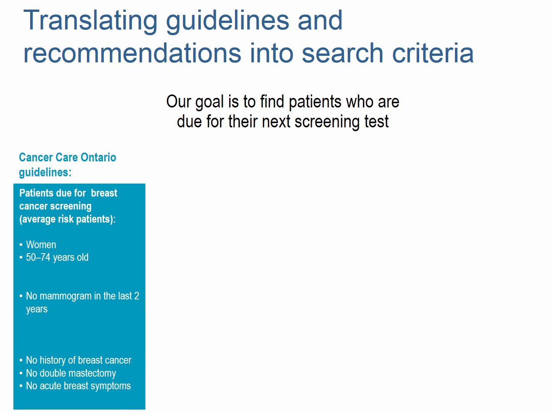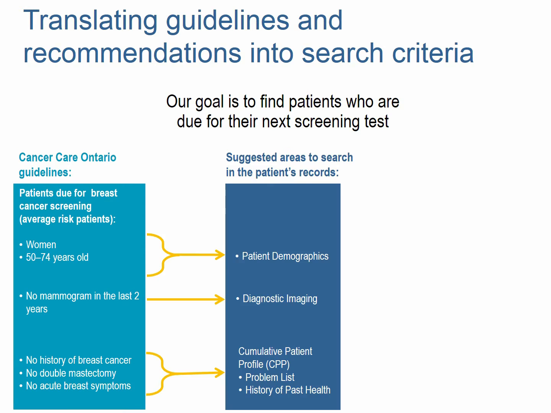In our first box, we've listed the clinical guidelines for average risk breast screening. In the second box, you can see that the data for these criteria may be found in distinct areas of the patient chart. Age and sex information are found in patient demographics. Records of mammograms may be found in the diagnostic imaging category, and patient and family medical history may be found in fields within the cumulative patient profile.